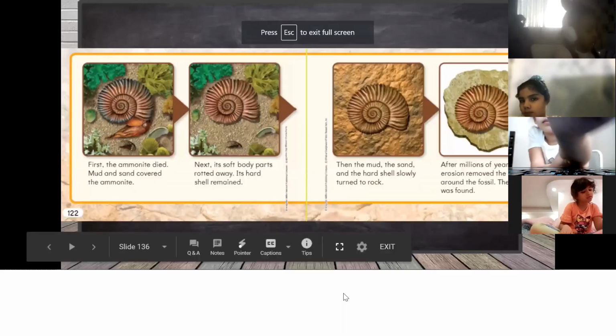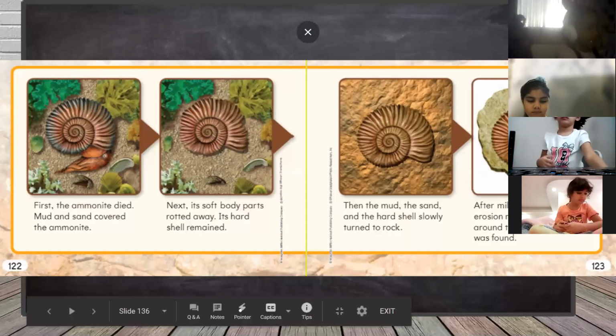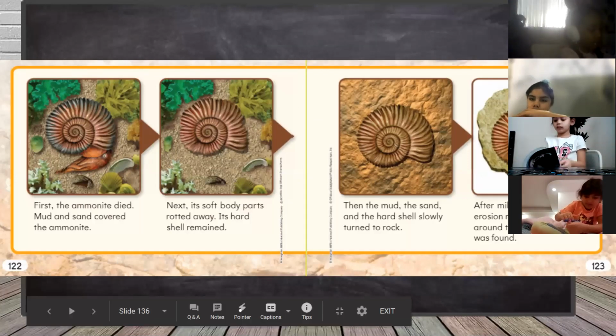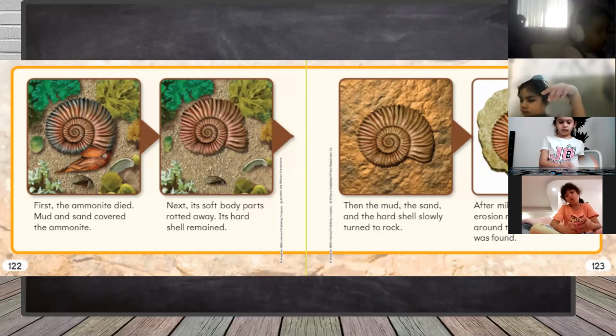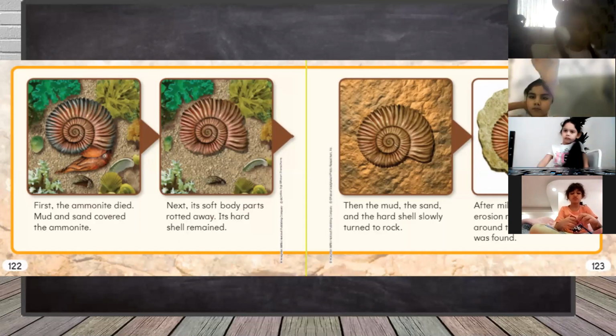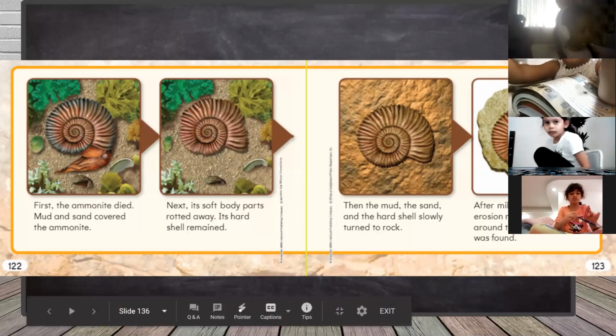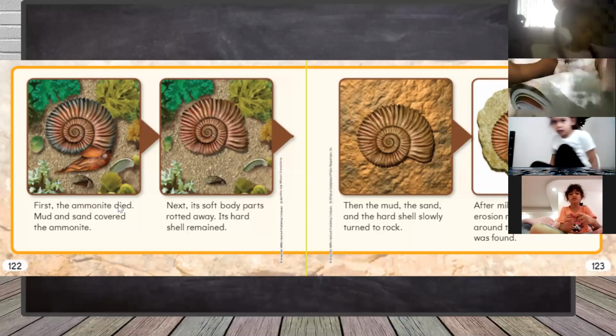You can open with me to page 122, and it's also on page 123. We have 4 steps for a fossil to be formed. Now, the first step is that the ammonite will be dead. The ammonite is dead over here. Can you see the ammonite is dead? The first one, the ammonite died.